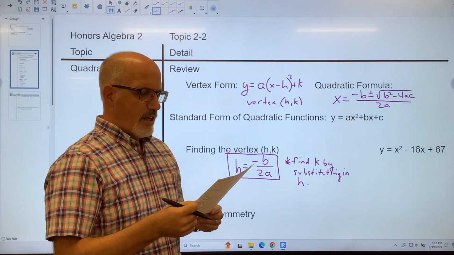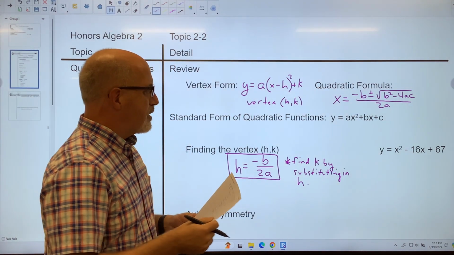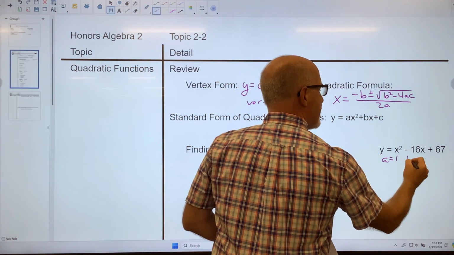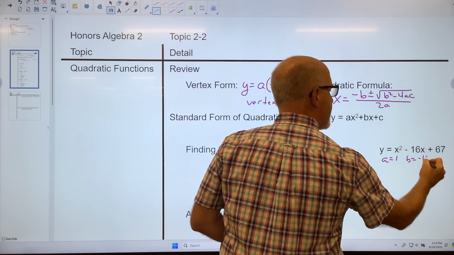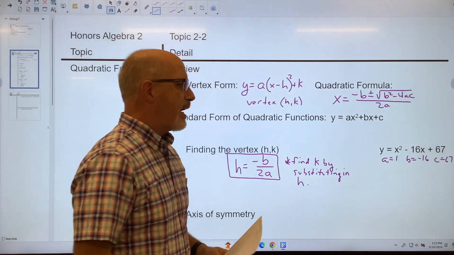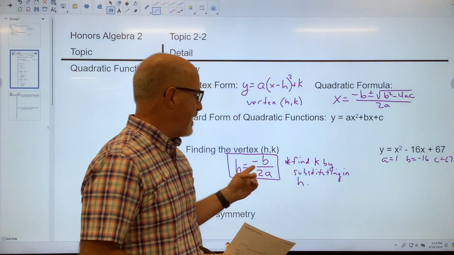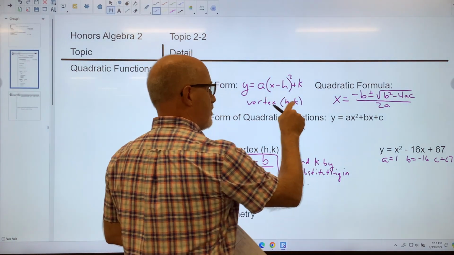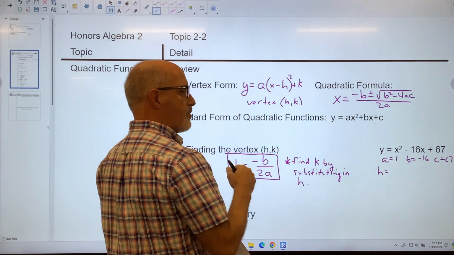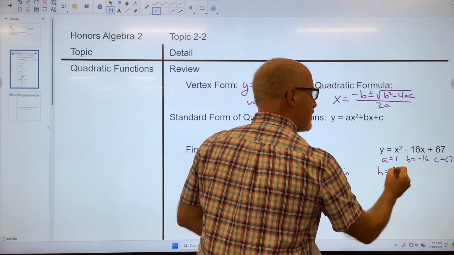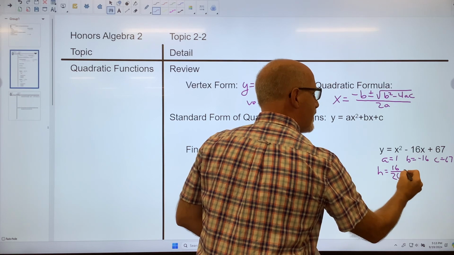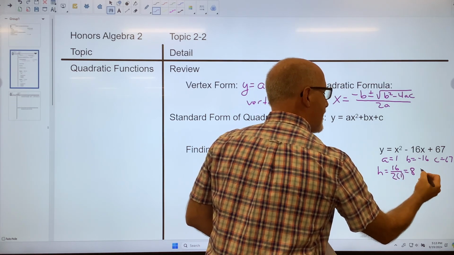So for this example, notice that my a is equal to 1, my b is equal to negative 16, and my c is equal to 67. Now when I've got those values, I can go ahead and find the vertex by saying that the h value for the vertex, just like the h value in the vertex form, is going to be the opposite of b, so positive 16, over 2 times a, which is 2 times 1. So 16 over 2 is equal to 8.